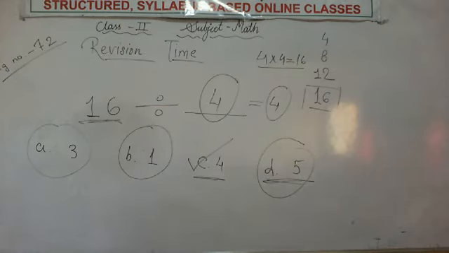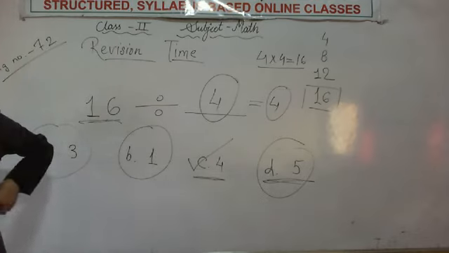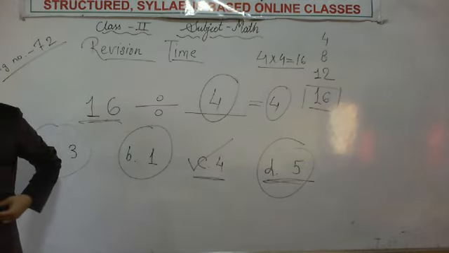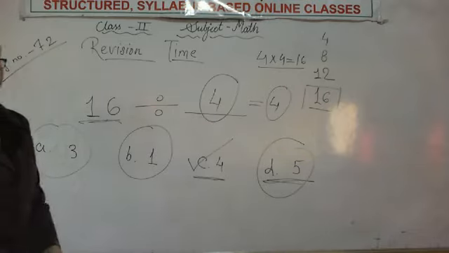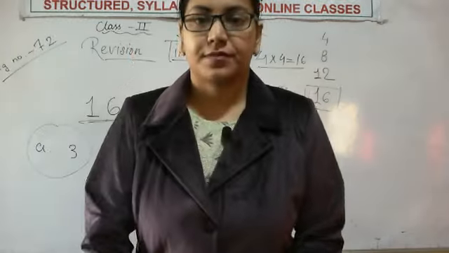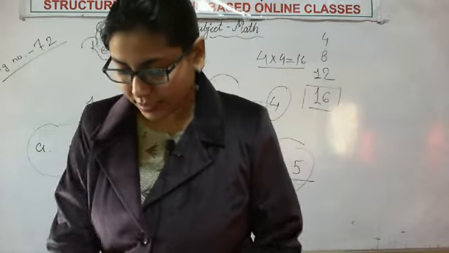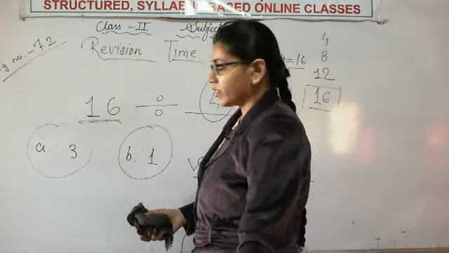Yes, so C is correct option. If we make 4 groups, each group containing 4 balloons, then 16 balloons will be divided equally. So option C is the correct option. Yes, now moving further. All of you read next question.